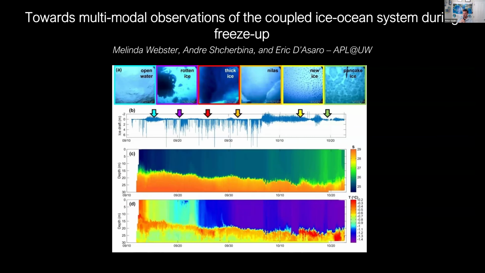Using the under ice float, Melinda Webster, along with Andre Sherbina and Eric DeSaro here at the Applied Physics Lab, are starting to develop a machine learning algorithm to classify different types of ice and then be able to go into the data set with classified ice and look at the stratification and the heat fluxes and try to understand the vertical upward flux of heat or the trapping of that by freshwater lenses and how that modulates the type of ice and the thickness of the ice. So this is an ongoing project, and this was one of the assets that we left out there, and it worked well into freeze up until at some point it couldn't pierce the surface anymore, and that was it.